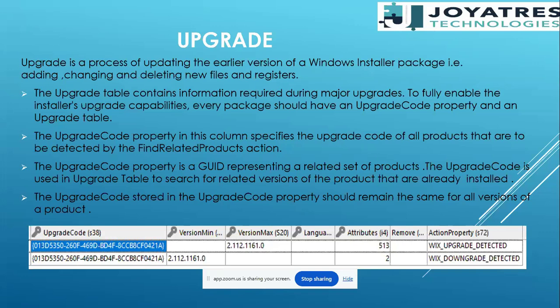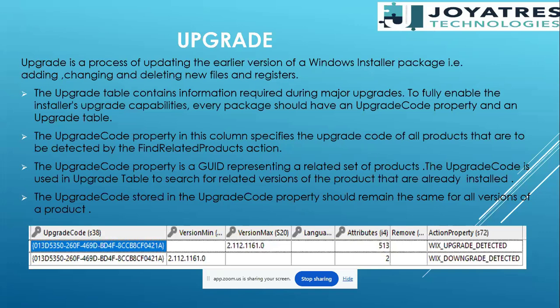Now, first I'll explain the column and then I will read the definitions. So first is the upgrade code. This you can get very easily when you open InstallShield. In the general information only, you can get your application upgrade code. Then is the version minimum, version maximum.